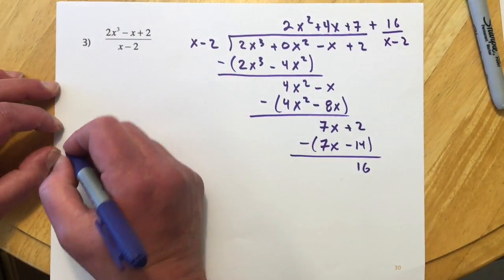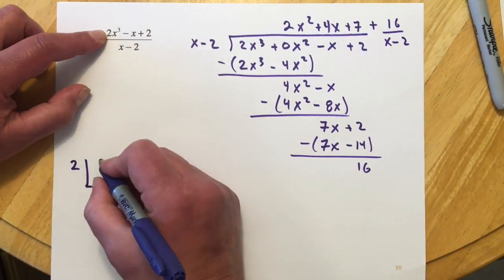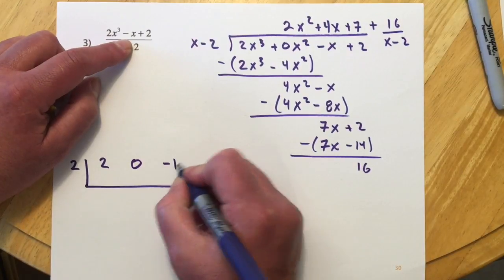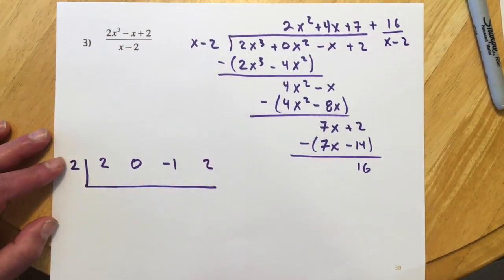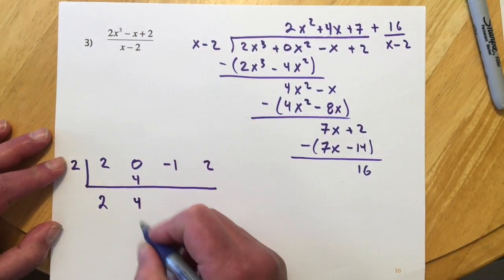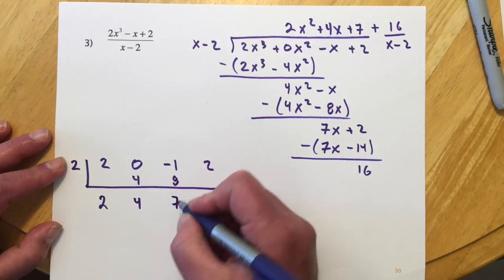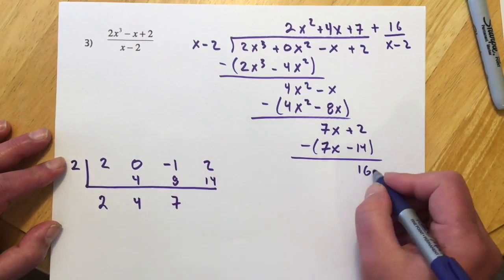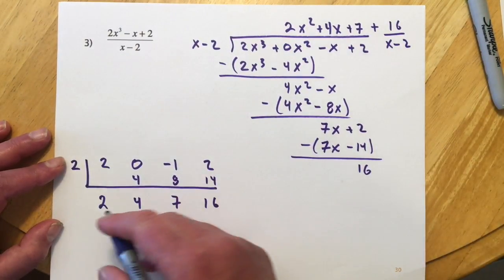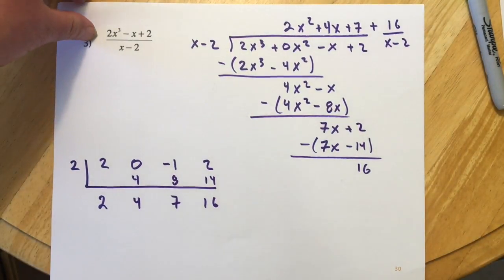To do it the other way, which is so much easier, this would go 2, and then 2 missing terms, so 0, invisible -1, and 2. So bring down the 2. 2 times 2 makes 4. 0 plus 4 is 4. 2 times 4 makes 8. -1 plus 8 is 7. 2 times 7 is 14. And there's that same remainder 16, so you can see I'm getting the exact same answer, x squared, x plus 7 plus 16 over x minus 2.